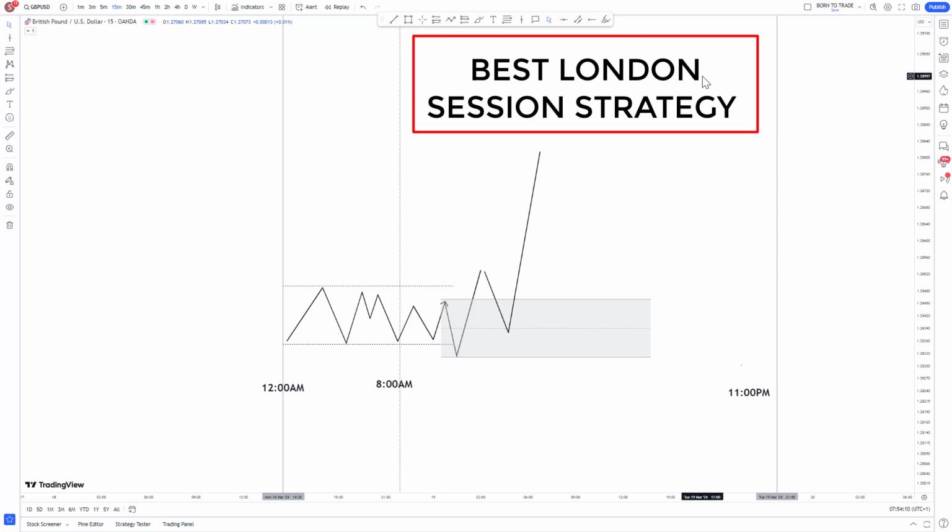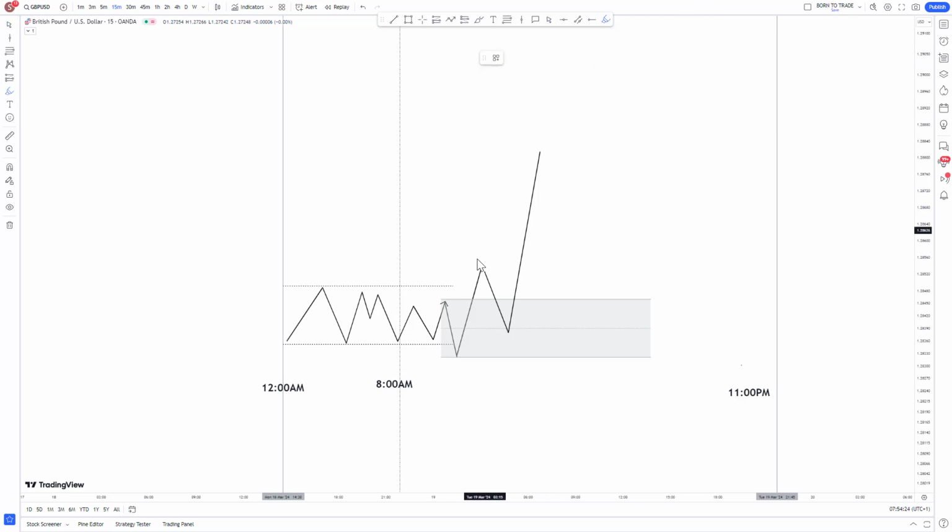So this is in question of the announcement I made where I said price respected our London kill zone strategy, where I said the low or the high of the day is likely going to be formed during the London session. Now this was the last example I used after the last lesson.